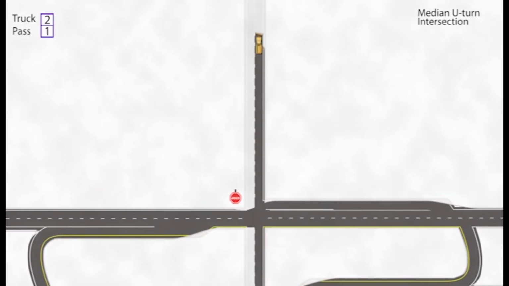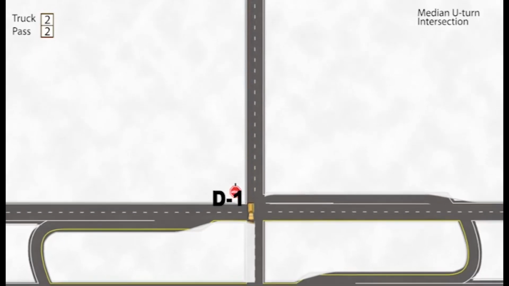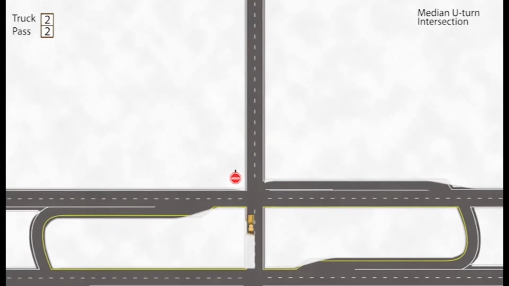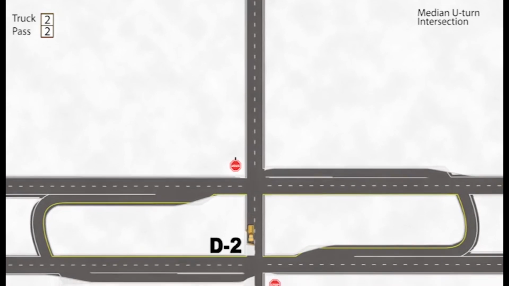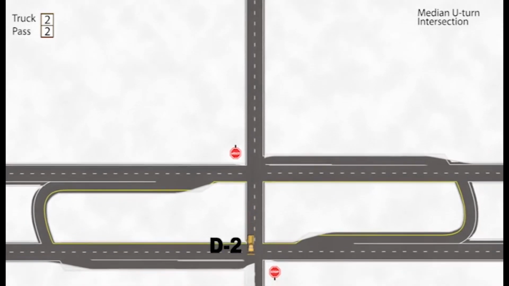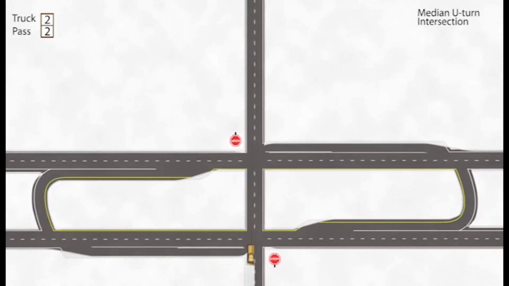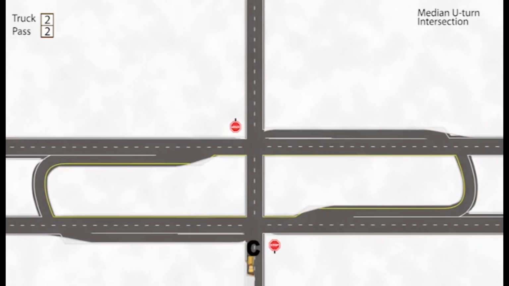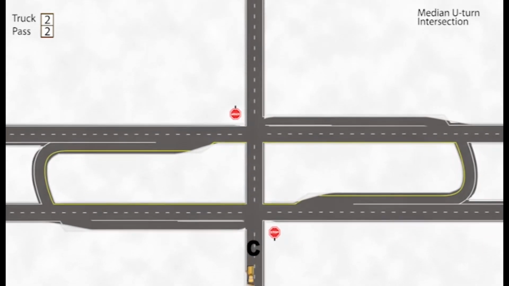After turning around, the truck begins pass 2-2 in the southbound lane. It stops at point D1, and when westbound traffic clears, proceeds across the median break to point D2. When eastbound traffic is clear, Truck 2 proceeds across the intersection and resumes pass 2-2 to completion at point C.